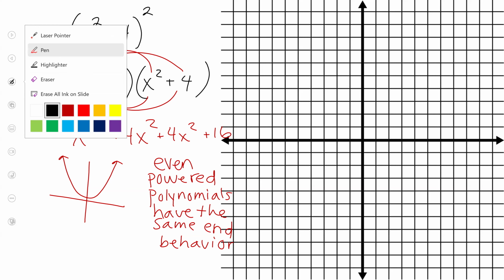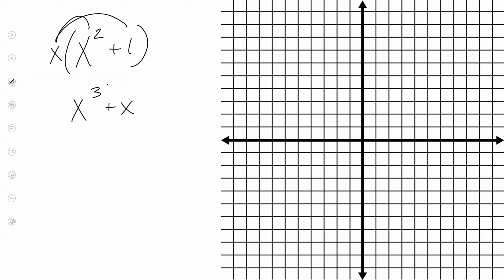Let's do an odd one. If I had x cubed, actually no. Let's say I had x squared plus 1 times an x. Oh, x cubed. What is this? Plus x. This is x cubed plus x. This is a cubed. Guys, draw in the air what that would look like. There we go. It looks like this. It's going to look something like this.